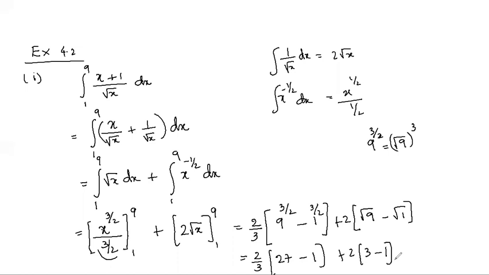Now I am in a position to calculate it. So I can write this as 26 into 2. 26 into 2 is 52. 52 by 3 plus 4, since 3 minus 1 is 2, and 2 into 2 is 4. So if I take the final answer, it is 52 plus 12 by 3. That became 64 by 3. So you can leave your answer like that. Is it clear to everybody?